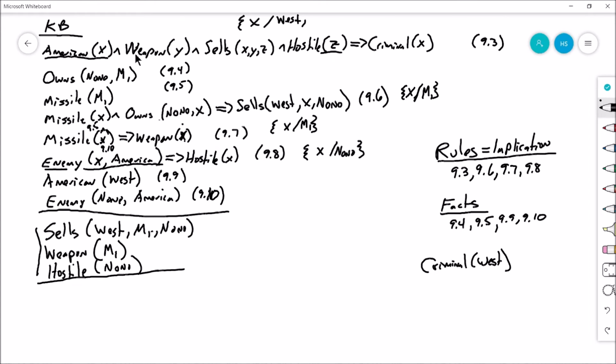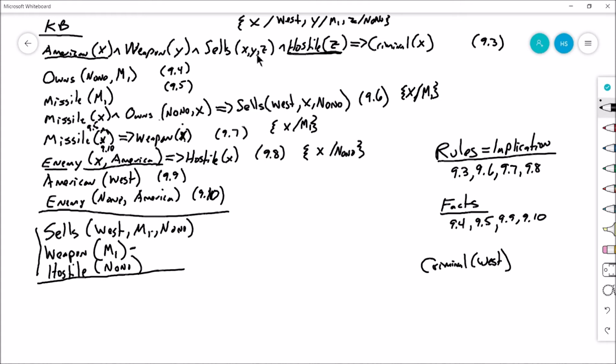Let's go back over here to weapon Y first. Let me go in order. So weapon Y, is there anything that we can replace that's equivalent? Let's go down here. Oh, right here. Weapon M1. So we can replace that. They're equivalent. So for Y, we can do M1. Okay. Now let me do the hostile Z. Is there any fact in here that can satisfy this? Well, let's see. Oh, hostile, no, no.